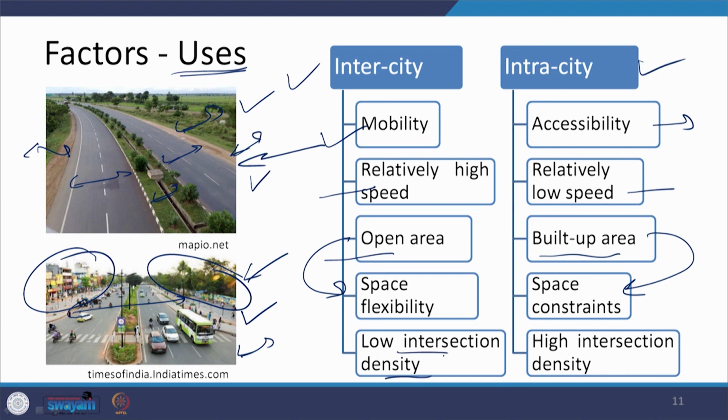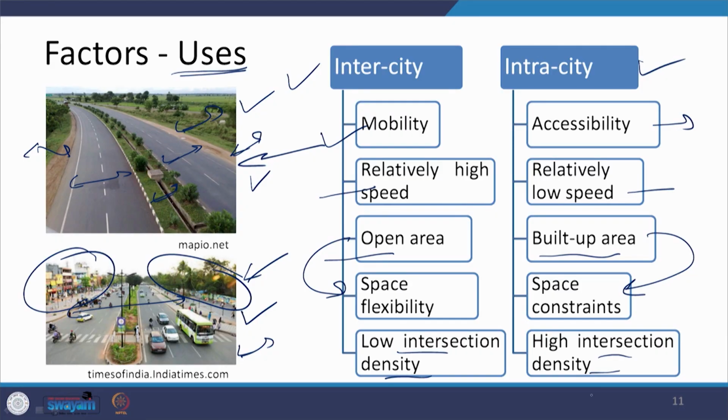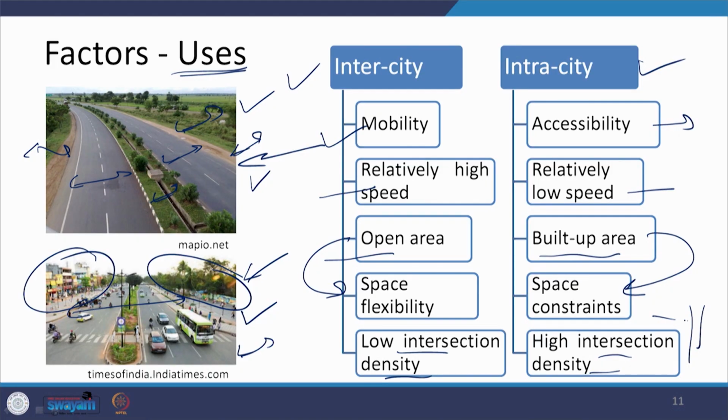The last thing is that low intersection density is going to be there in the case of intercity roads, because access is usually not provided on these multi-lane highways or expressways. But if you are talking about intracity, now and then you will find a side road coming or another road crossing, and that is where there is going to be a high intersection density. This high intersection density also impacts the relatively low speeds in that area. So, we have to look at what type of facility needs to be provided under these conditions.